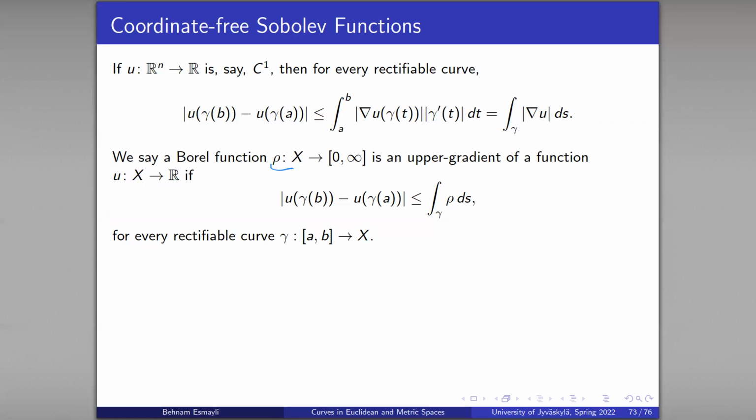So we say rho is an upper gradient of a function if we have this inequality, just the analogous inequality here, for every rectifiable curve in your metric space. And this, of course, doesn't need to be unique. If you have rho, then maybe you multiply by 2, again it's an upper gradient. You add 3, it's again an upper gradient. Of course, then one talks about minimal upper gradient, the smallest of these, and stuff like that.